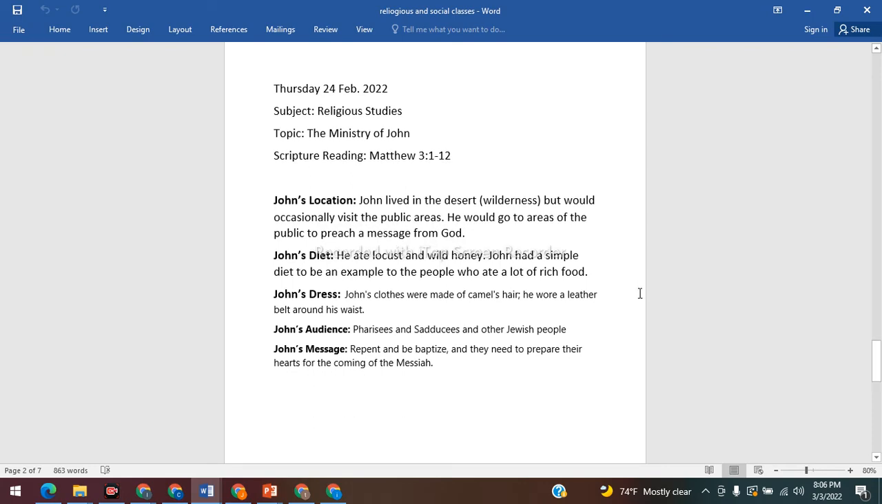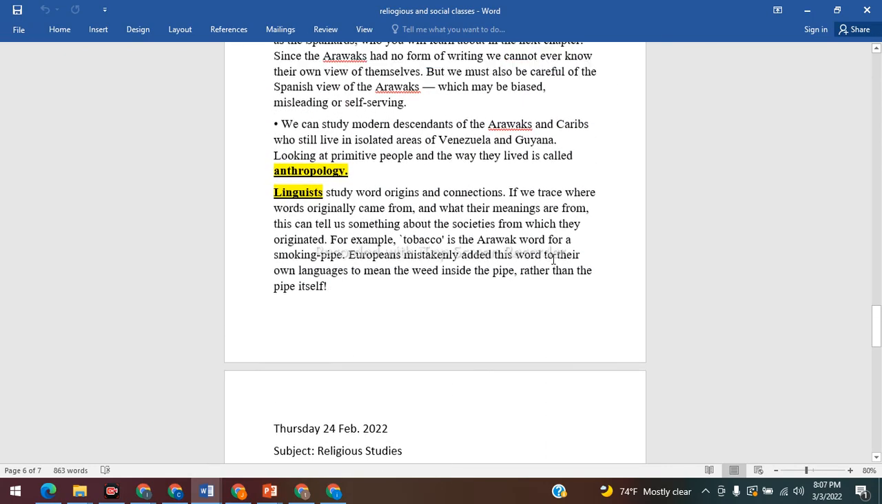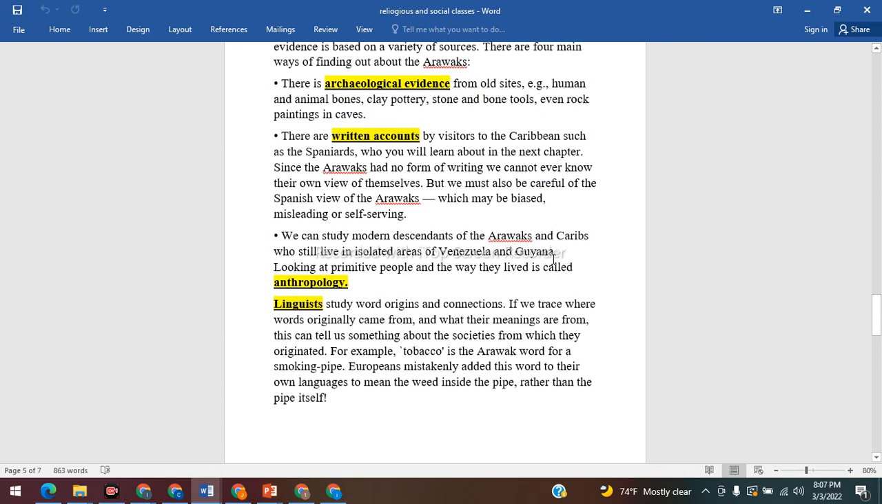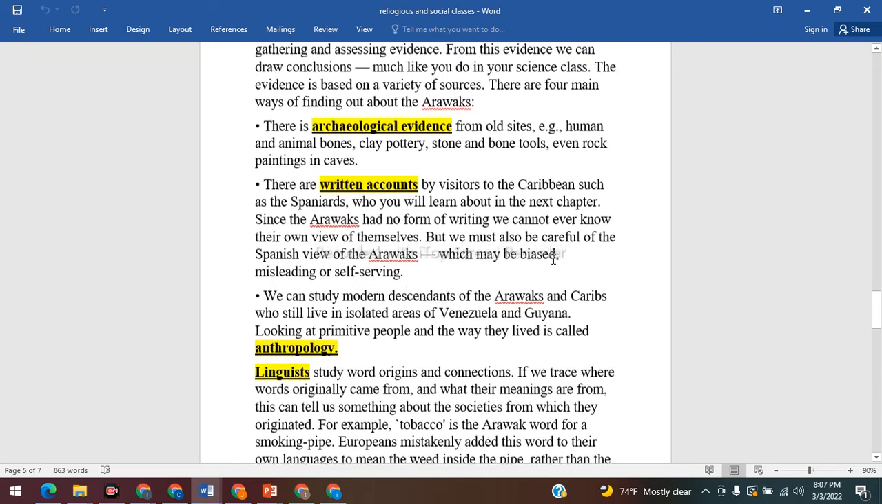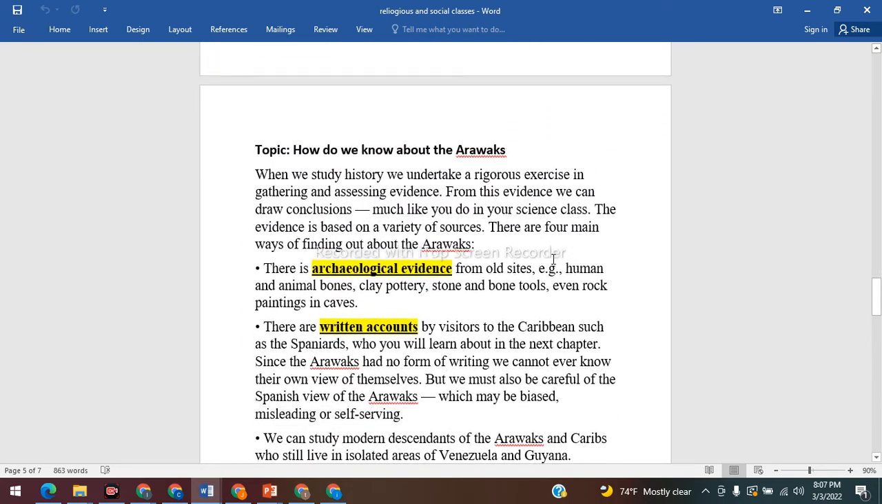Okay, good. So we did that, but okay, so we left off talking about linguists, right? This is where we left off last class. How do we know about the Arawaks? And so we're basically done with the chapter on the Arawaks. So we're moving steadily along. We finished giving the introduction.